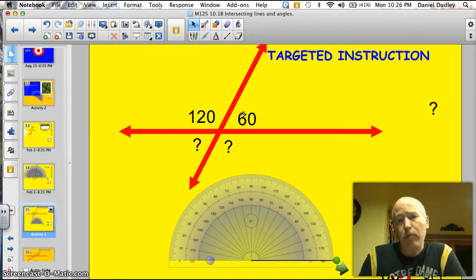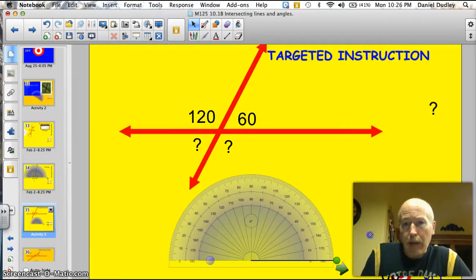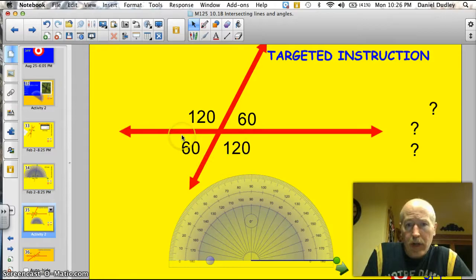Can you finish it from right there? Yes, I'm sure you could. Opposite angles are equal, so this one here is going to be 120 degrees. And of course, this one will be 60 degrees. And look at down here too. This is 180 degrees this direction too, so 60 plus 120 is 180.